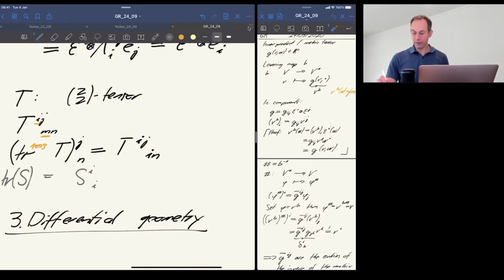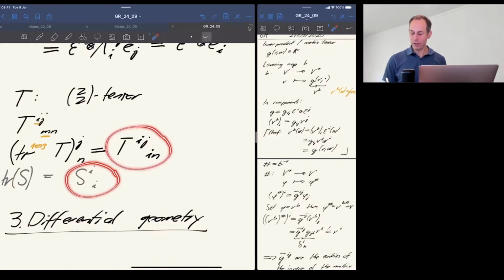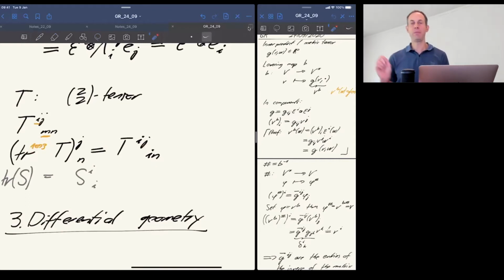And so if you compare this to that, you see the only difference is that all the other indices that were not affected by the trace, because I have to specify here which indices or which arguments the trace acts on, they just stay there. So this is just a way to do it.